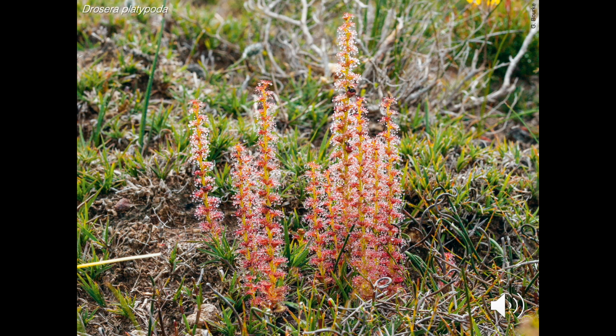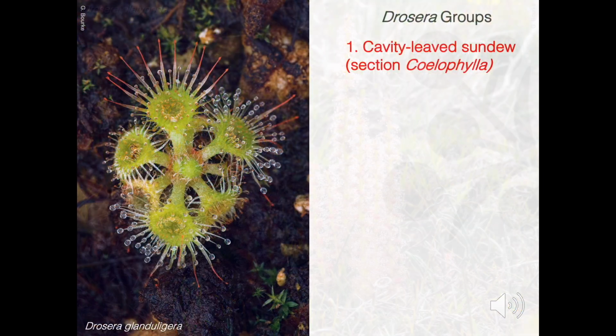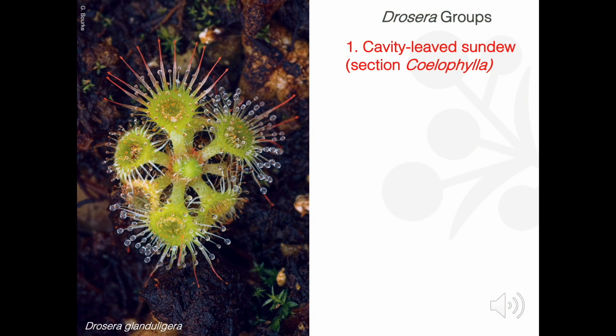These forms more or less correspond to the different groups that the genus can be divided into. Drosera are one of the most highly diversified genera in Australia in terms of their different perennating forms. The sheer range of different habitats across the continent has given rise to 15 distinct groups, each distinguished by their unique features. I don't have time to show you all of them, so I'll concentrate on the 6 most prominent ones in Australia. The first group is the single species of cavity-leaved sundew.